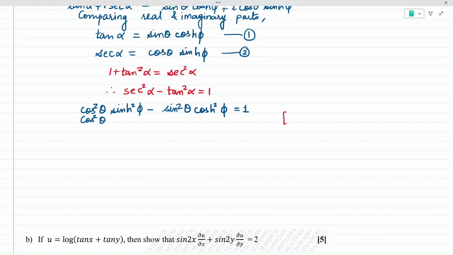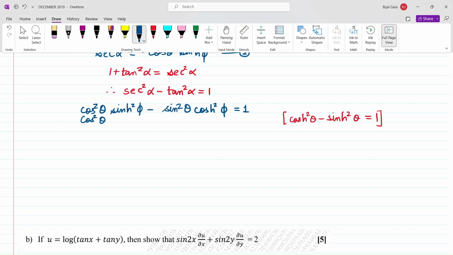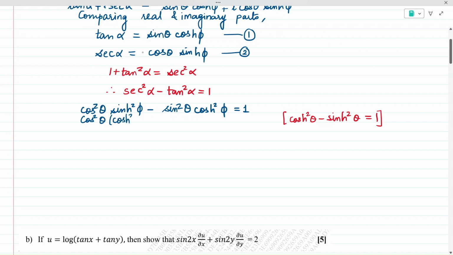हमारे पास हाइपरबोलिक की आइडेंटिटी है कॉस हाइपरबोलिक स्क्वायर थीटा माइनस साइन हाइपरबोलिक स्क्वायर थीटा इज 1. सो साइन हाइपरबोलिक स्क्वायर यहाँ से हो जाएगा cos hyperbolic square minus 1. So I'll replace it by cos hyperbolic square minus 1. Minus sin square I'll replace by cos square as 1 minus cos square. And cos hyperbolic square remains the same.